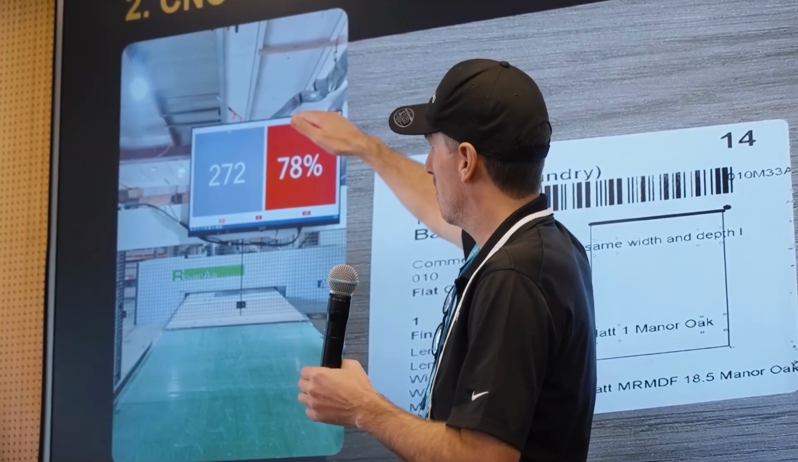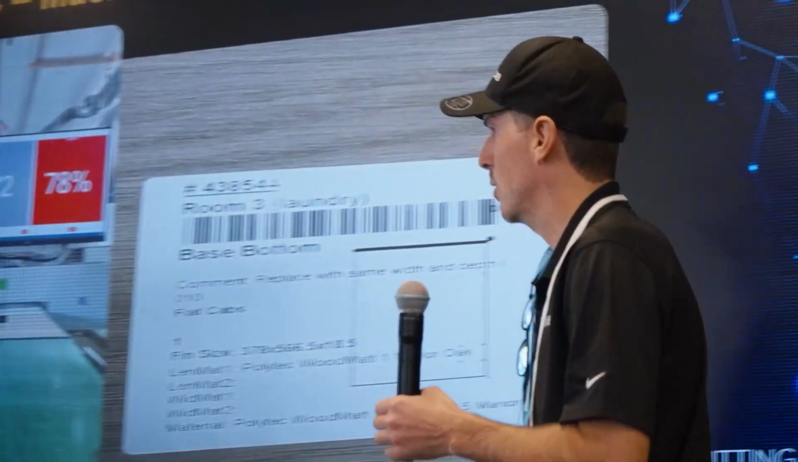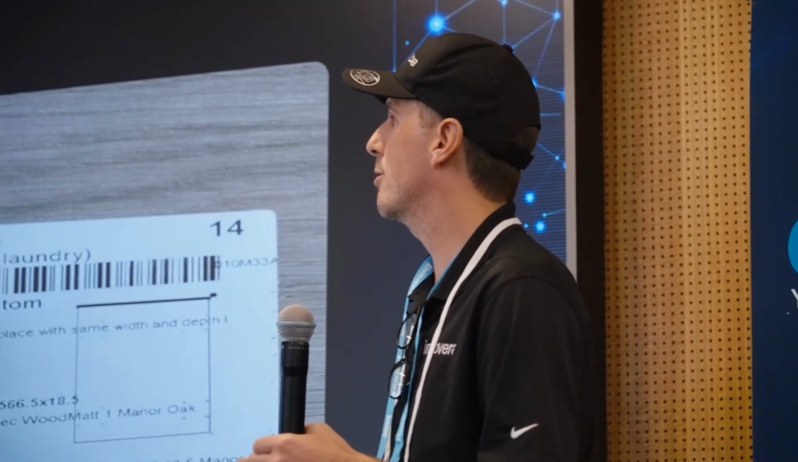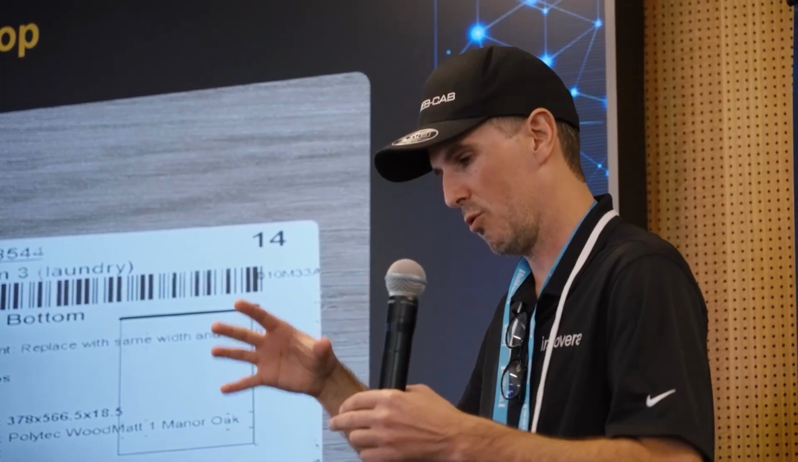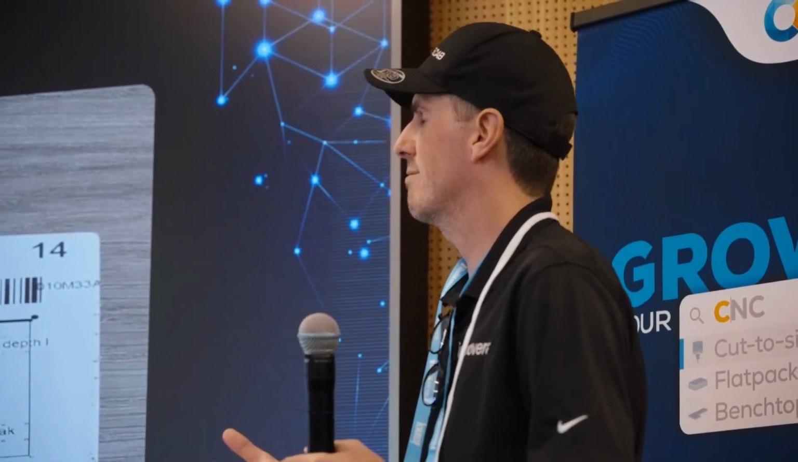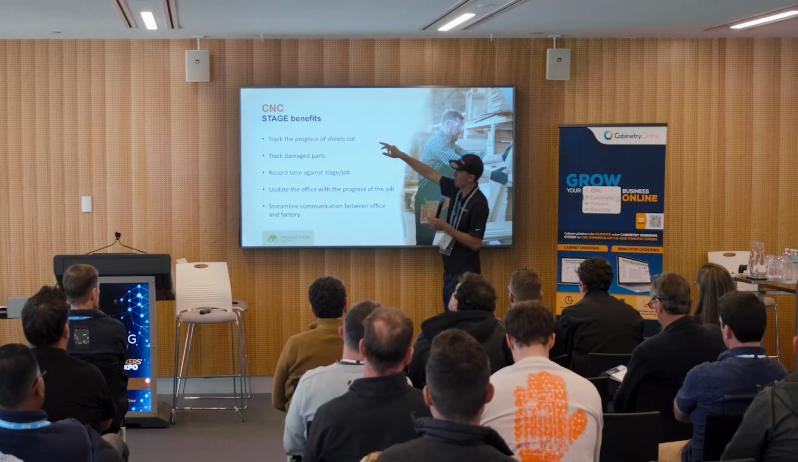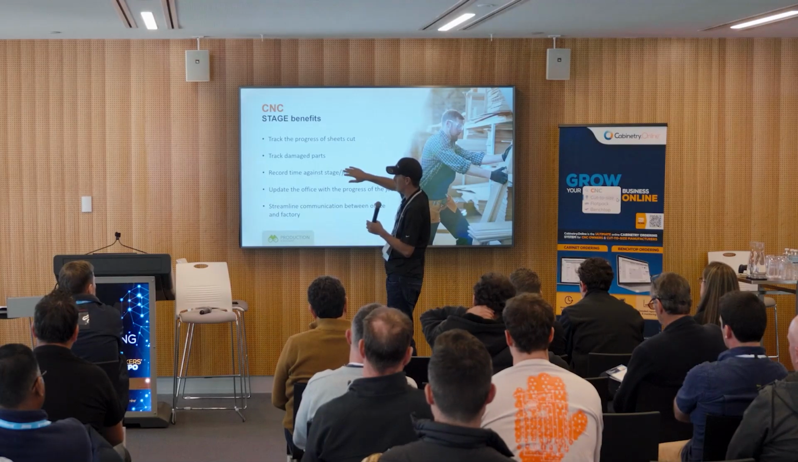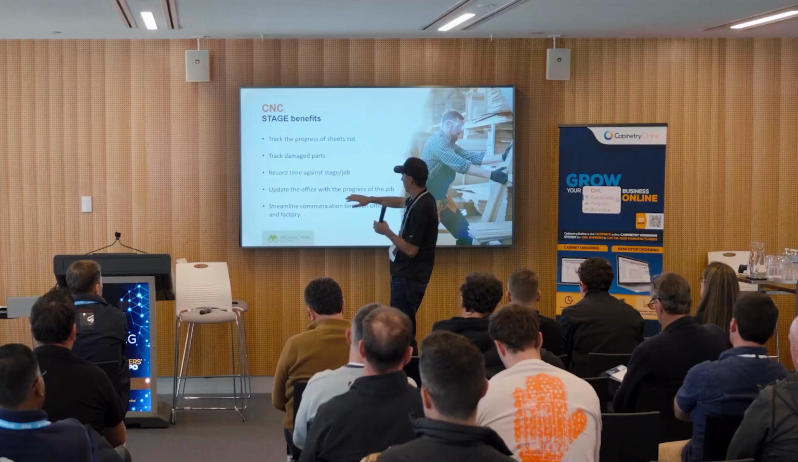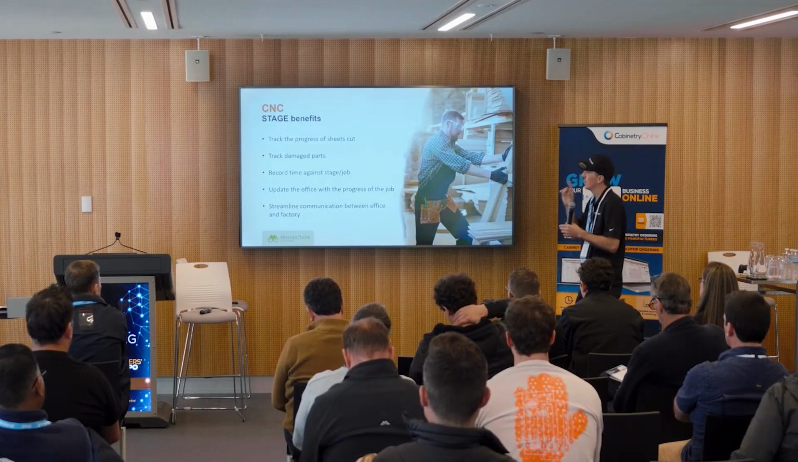Get to 4 o'clock or wherever it might be, this should be at 300 parts produced. And the reason why they work at parts is because it's a more accurate calculation, because once we're going through kitting, once we're going through edging, once we're going through everywhere, it's at the most granular point rather than the old adage of sheets per day or whatever it might be. Track the progress of sheets cut or parts cut, track damaged parts, record time against the staged job, update the office with the progress of the job, again, streamline office and factory communications.